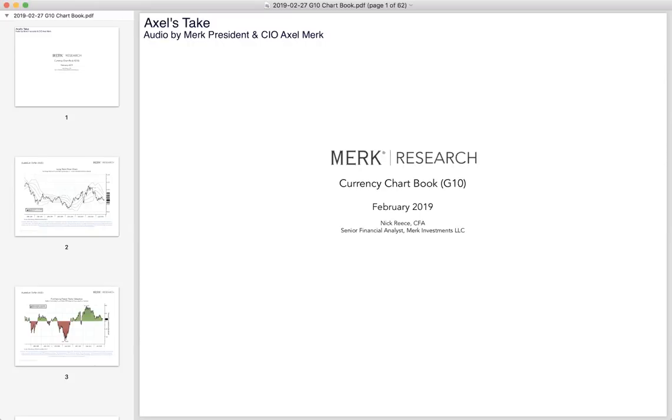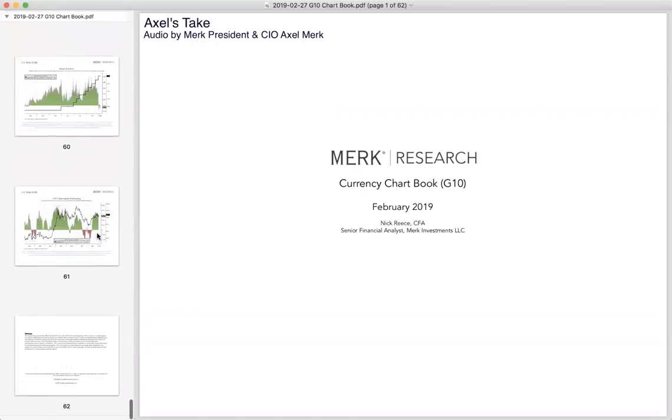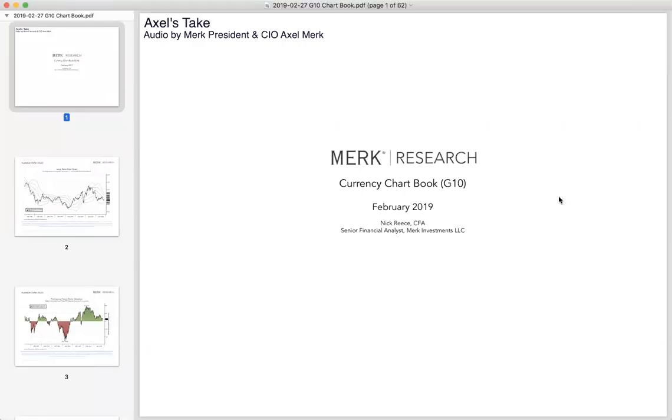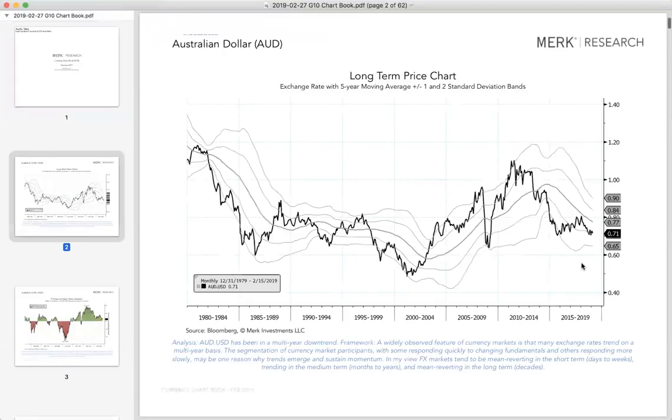He has prepared what is hopefully a new one in a series, a currency chart book. And we're talking about the G10, the major currencies. This is a very long chart book. If you scroll here on the thumbnails, we have over 60 pages for you. And what it is, it's really a chart book. I'm going to keep my commentary fairly brief because I really would like to encourage you to download the PDF at merkinvestments.com/research and study these charts.